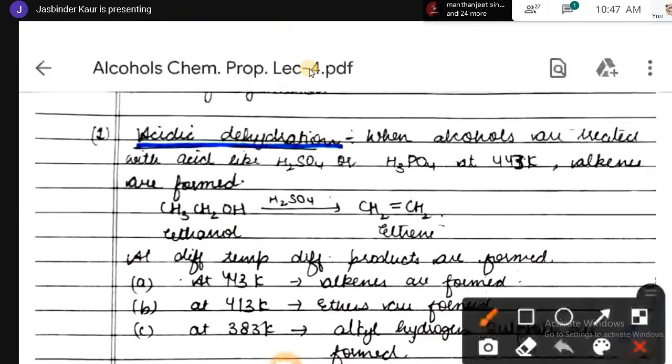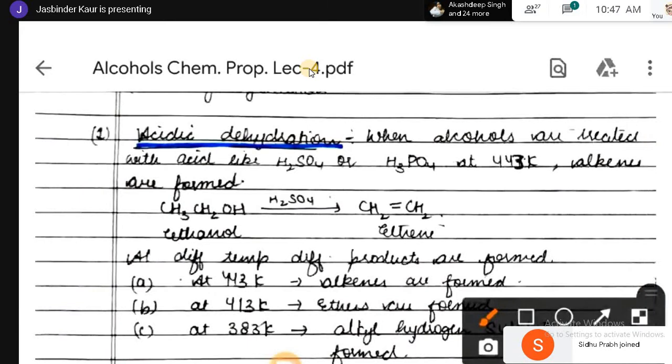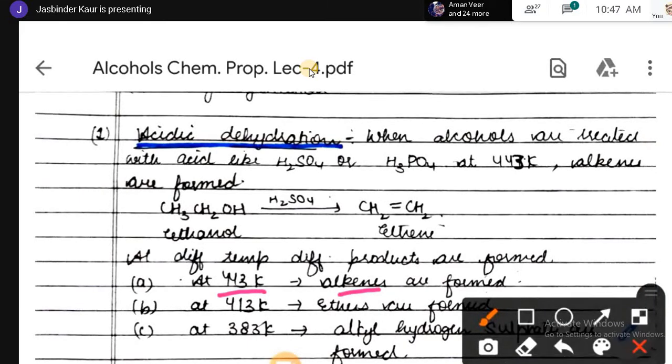Suppose we are doing acid dehydration, then it is temperature dependent. If we are using 443 Kelvin temperature, then we get alkenes. If we are using 413 Kelvin temperature, then ethers are formed. If it is 383 Kelvin, then alkyl hydrogen sulfates are formed. So it is temperature dependent. So acidic dehydration, removal of water in the presence of acid, is temperature dependent. At different temperatures, different products are formed.